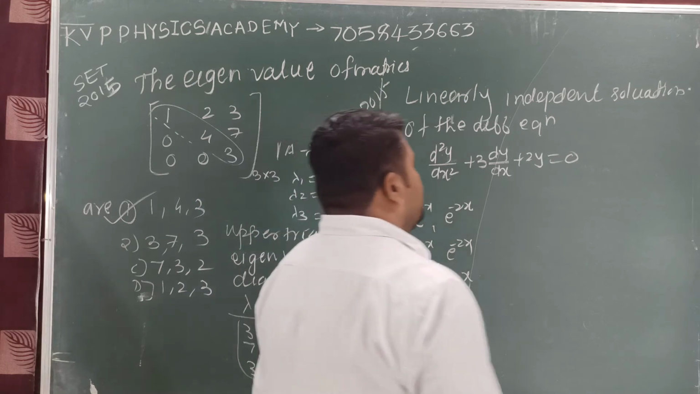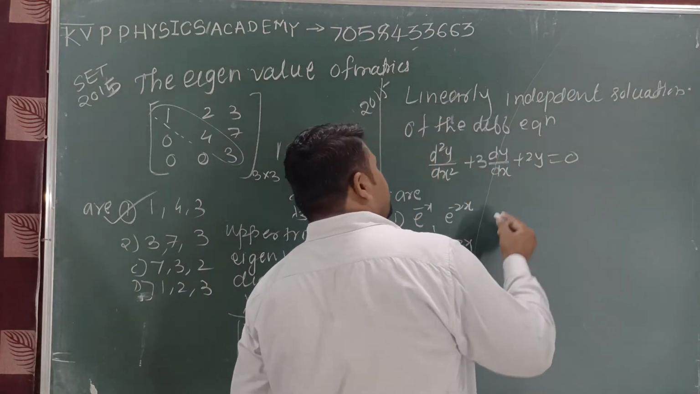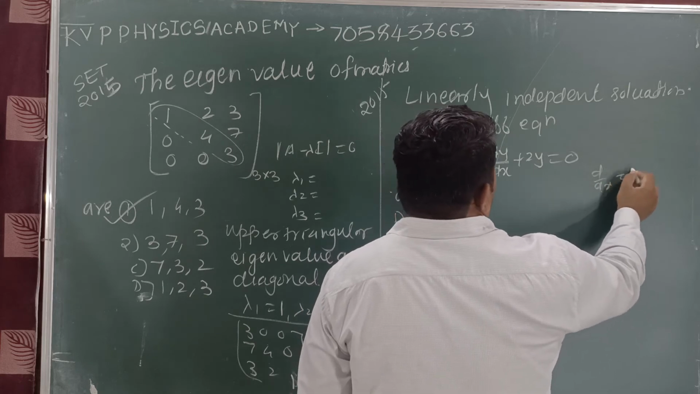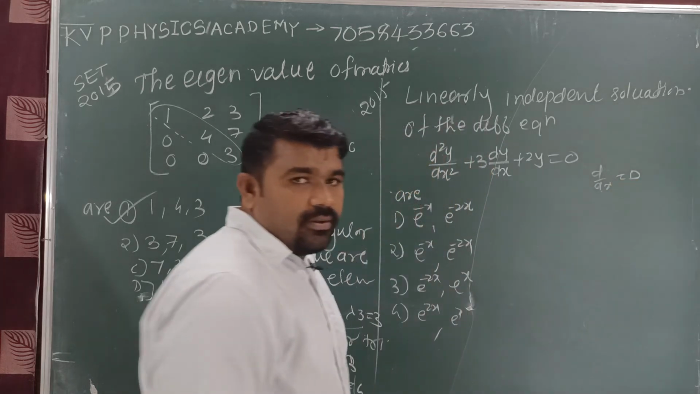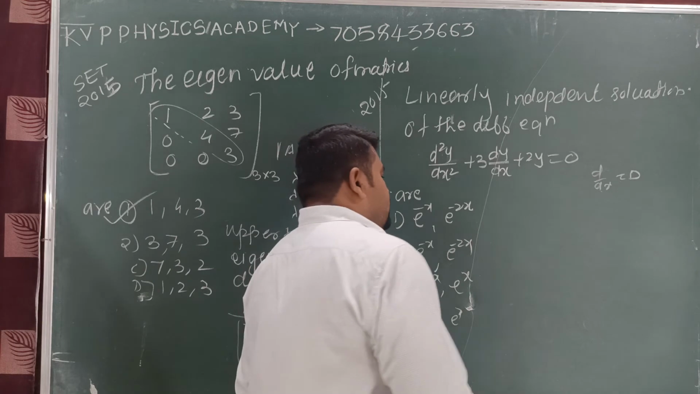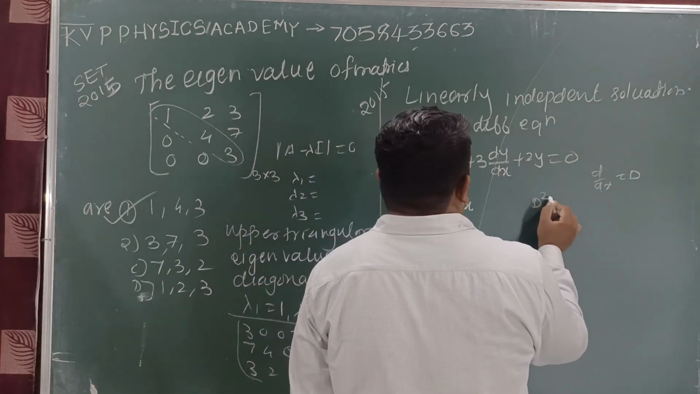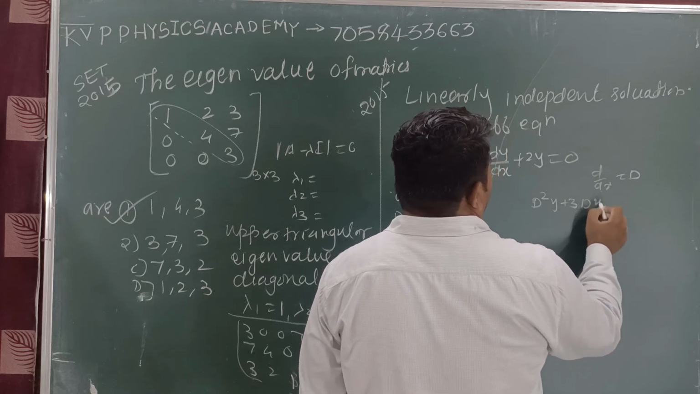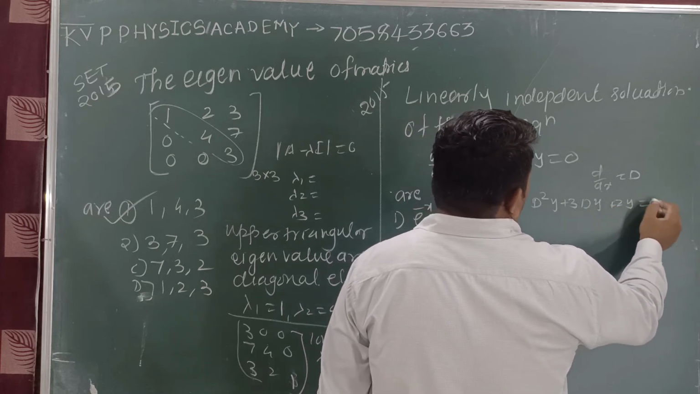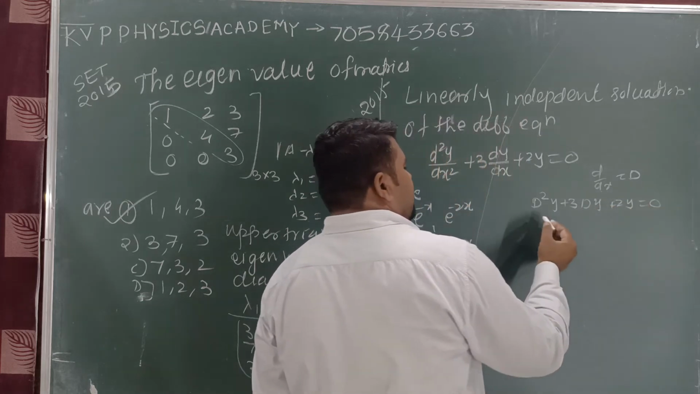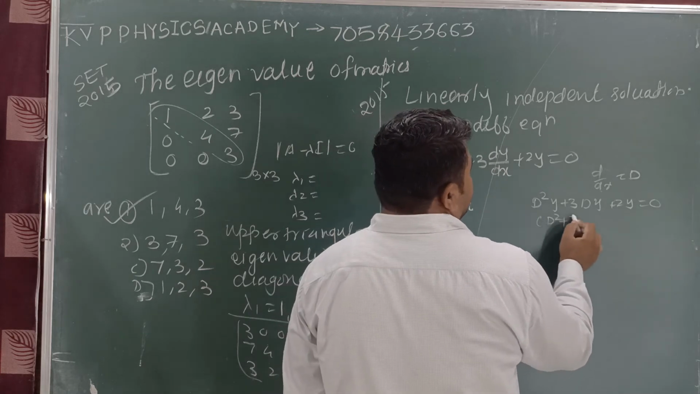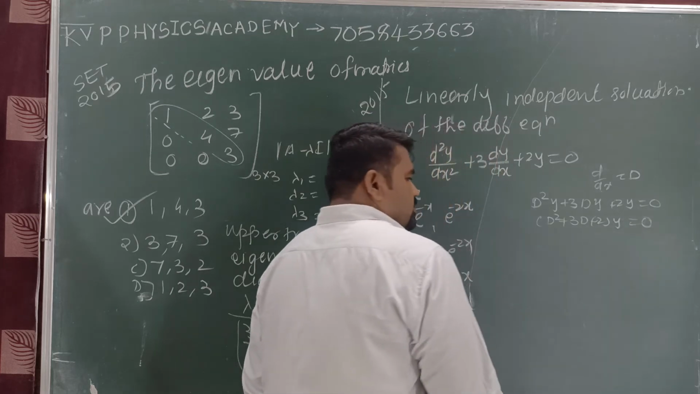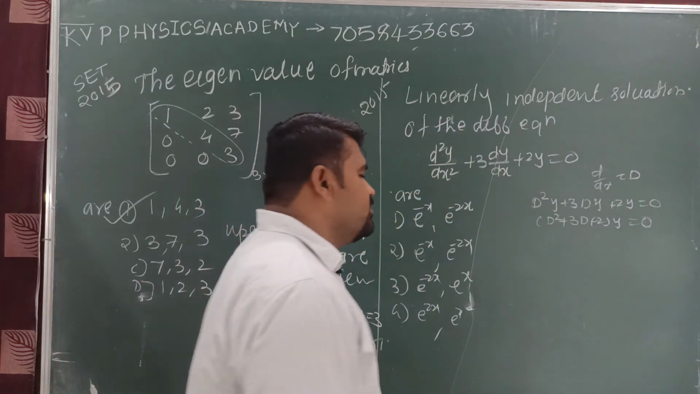Next, come to the differential equation. How to solve this differential equation? Suppose here we consider d upon dx, consider as D. Then this becomes D squared y plus 3Dy plus 2y is equal to 0. Yes or no? We can take y common out. Then this becomes (D squared plus 3D plus 2) y is equal to 0. Yes or no? y is not equal to 0, means the first part is equal to 0.